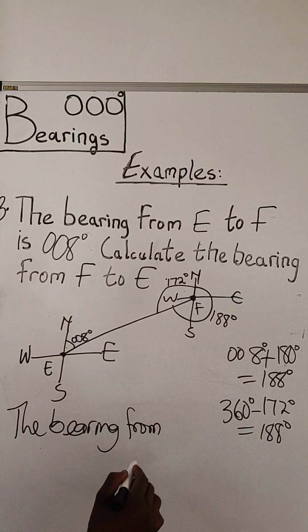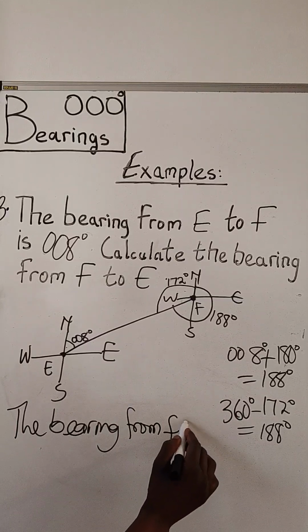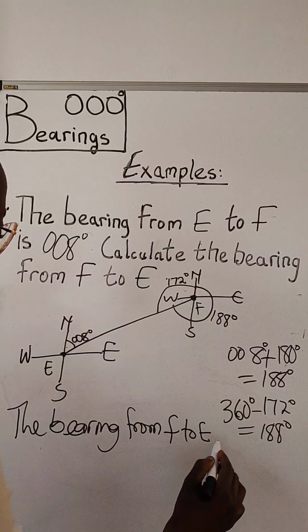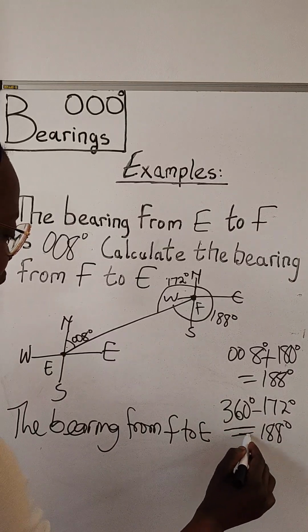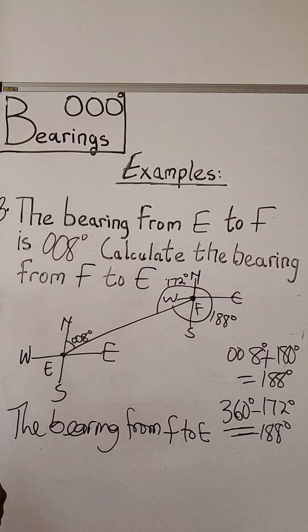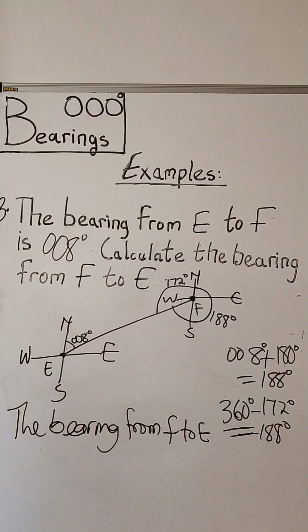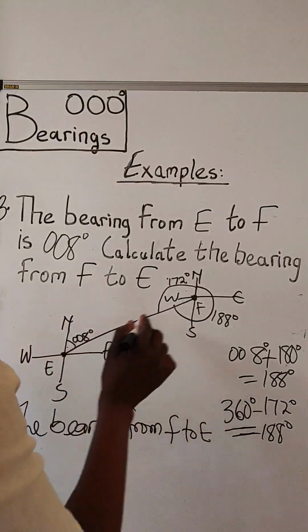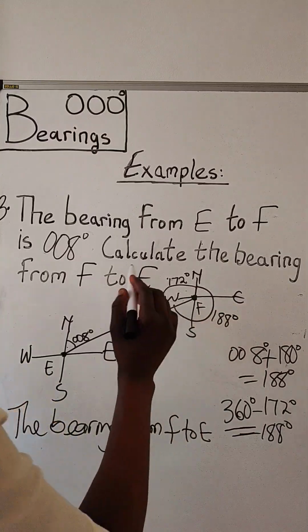So now the bearing from F to E is equal to 188 degrees. And we can also say or call it the bearing of E from F. The bearing of E from point F.